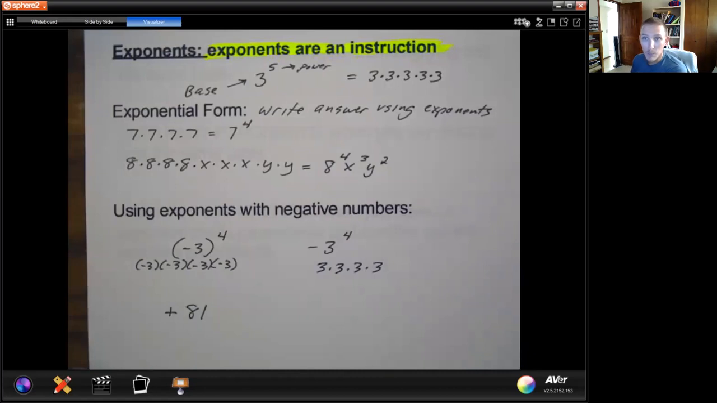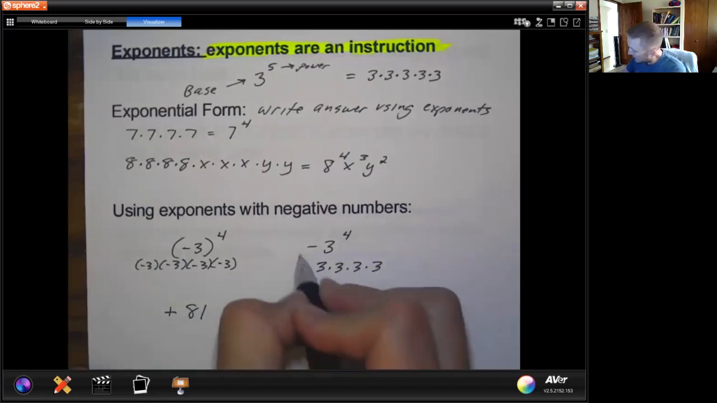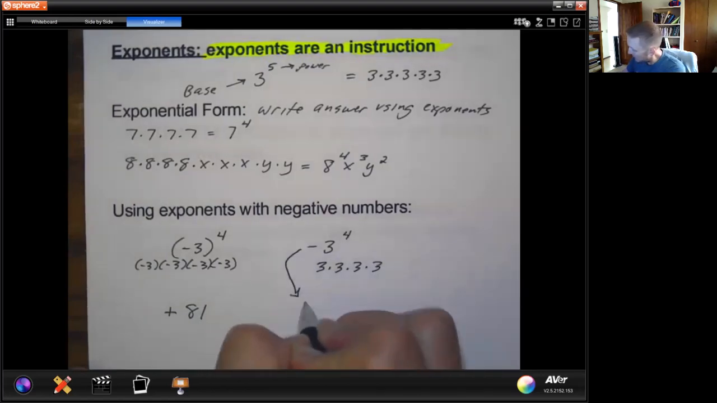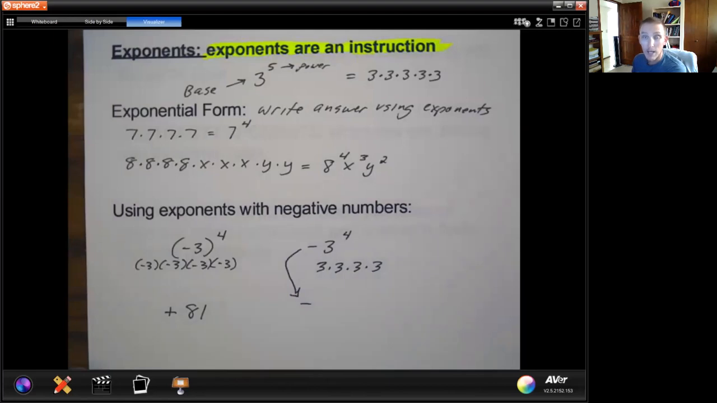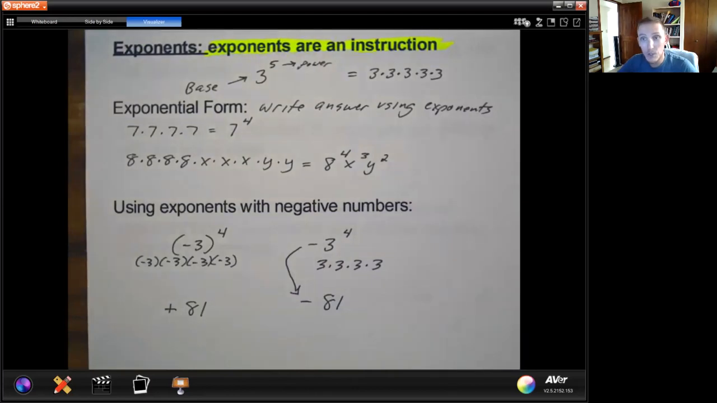So it's going to simply be 3 times 3 times 3 times 3 with a negative weighting in front. So I'm going to take this negative and put it in front, and it will weight whatever I get when I multiply. So 3 times 3 times 3 times 3 is 81, and this particular answer is going to be -81 because no parentheses.